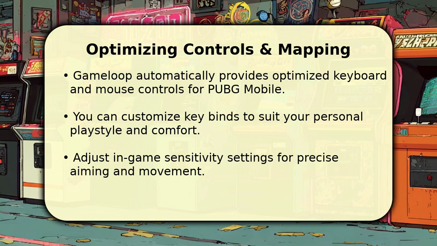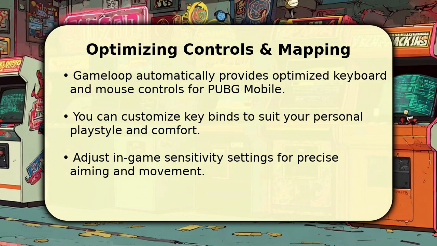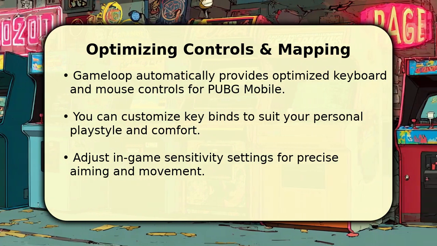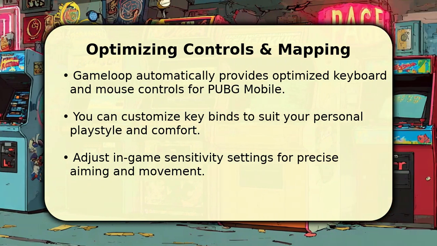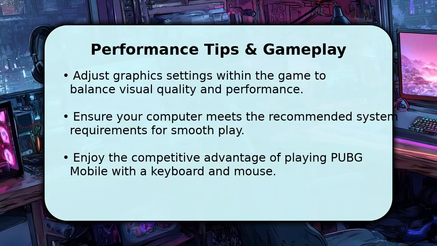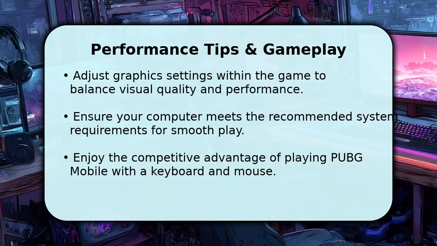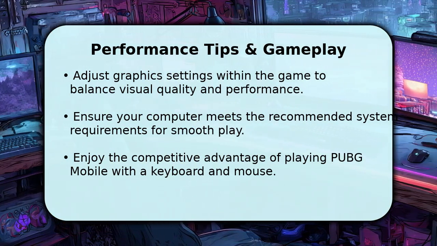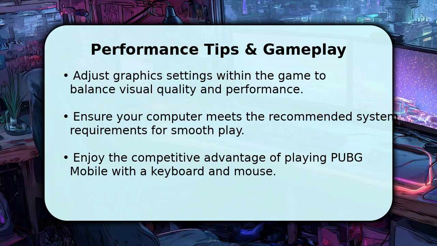Fine-tune your aiming sensitivity and movement speed within the game settings to achieve the most precise control possible. Experimenting with these options will greatly enhance your gameplay experience. For the best experience, experiment with your in-game graphics settings. Lowering them can significantly improve frame rates, especially on less powerful machines.